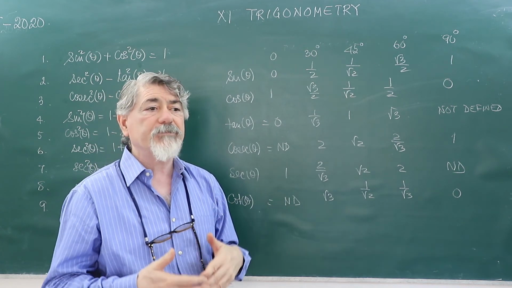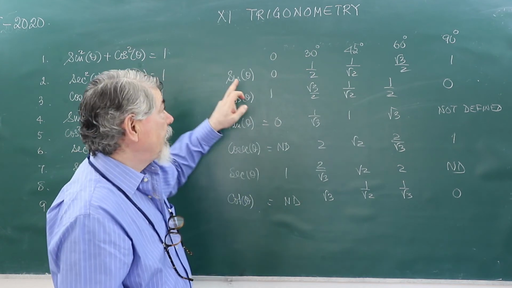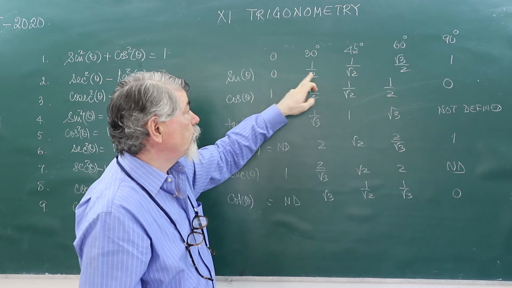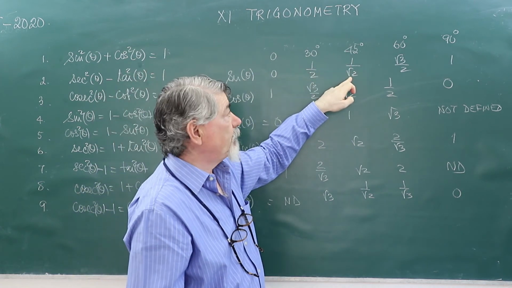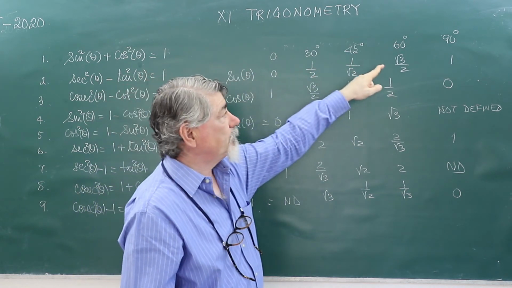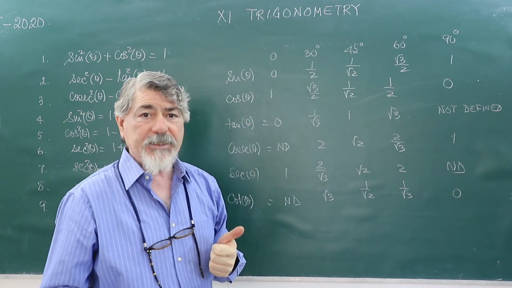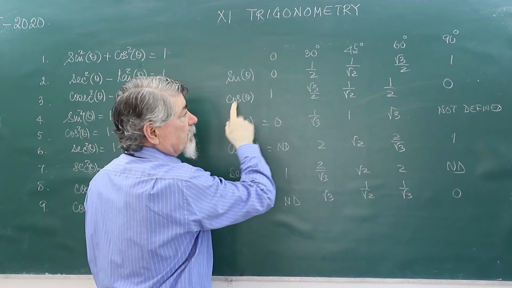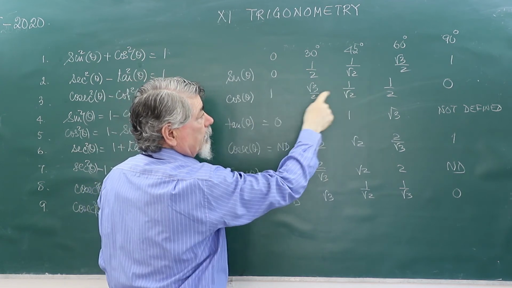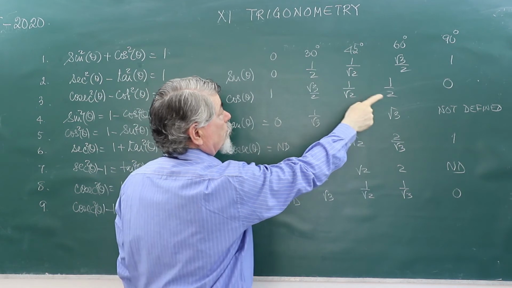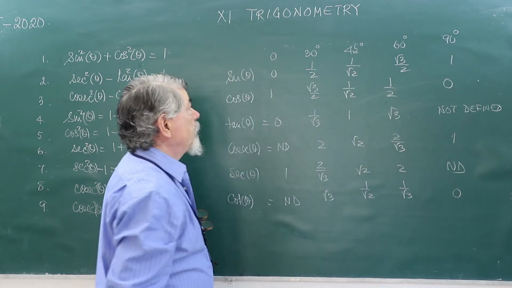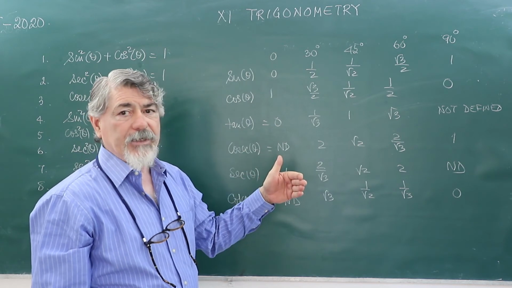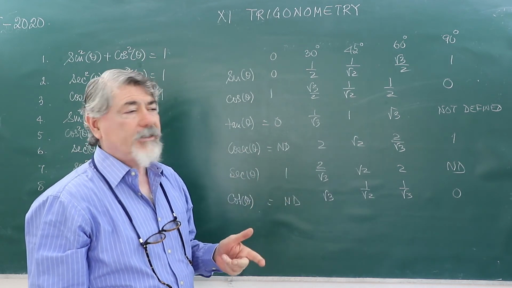We will be going to much bigger angles. Sine 0 is 0, sine 30 is 1 upon 2, sine 45 is 1 upon root 2, sine 60 is root 3 by 2, and sine 90 is 1. You reverse this and you get the value of cos theta: 1, root 3 by 2, 1 by root 2, 1 by 2 and 0. Then tan theta is sine theta upon cos theta. You divide the value of sine theta by cos theta and you will get tan theta.